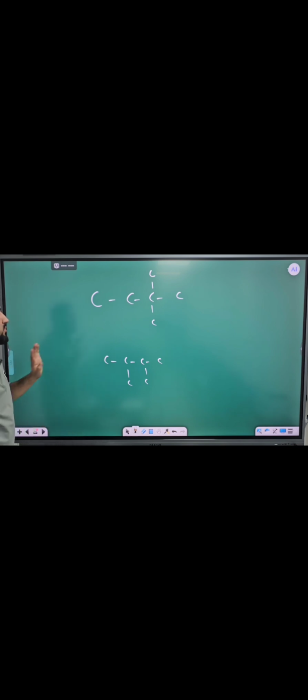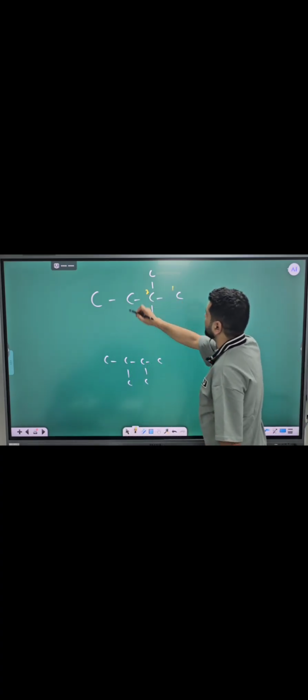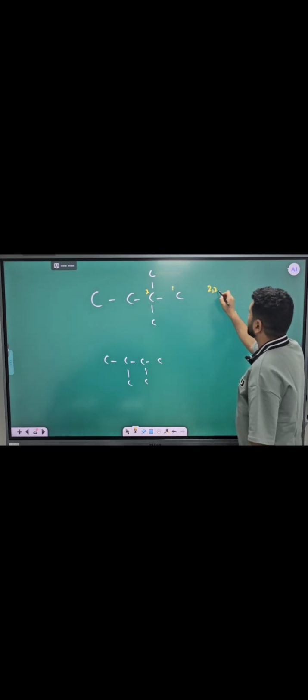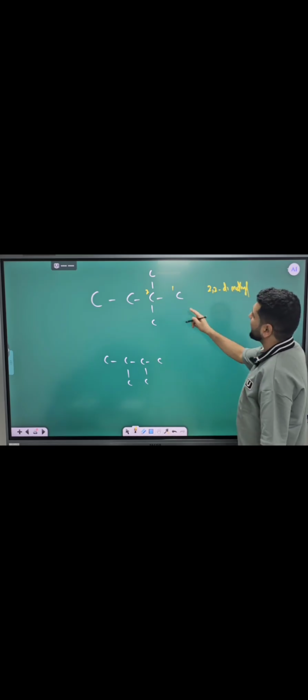That is the maximum possibility of structures it can have. Now let's name them, guys, one by one. How will I be naming them? I'll number it 1, 2, 3, 4. Can I say at position number 2 there are 2 methyl groups? You can clearly say yes. So I can say 2,2-dimethyl. How many are in the main chain? 1, 2, 3, 4. So butane.